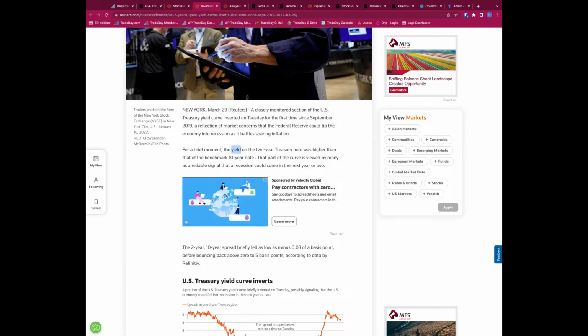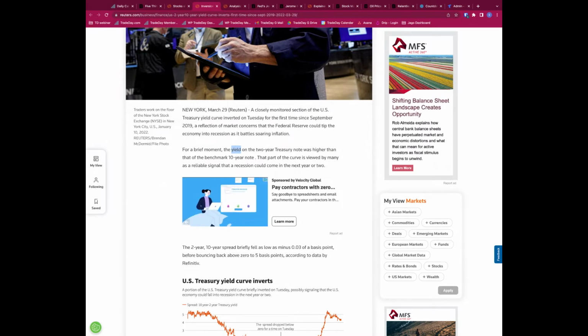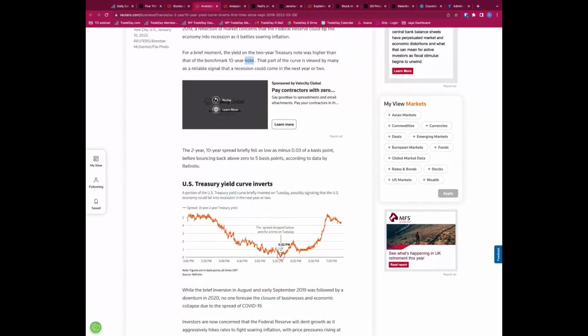Usually longer-dated securities have a higher interest rate. Why is that? Because you want a bigger premium to lock up your money for longer, and because there's more risk of inflation rising going forward than in the short term. So when it inverts, that's a signal of potential recession. And so it was intraday, and briefly as well. I think we're talking probably four minutes.